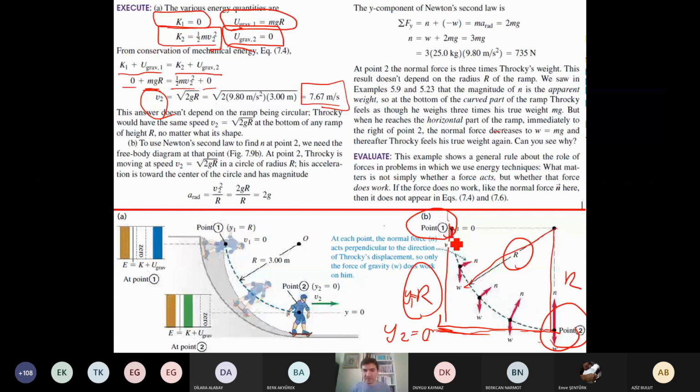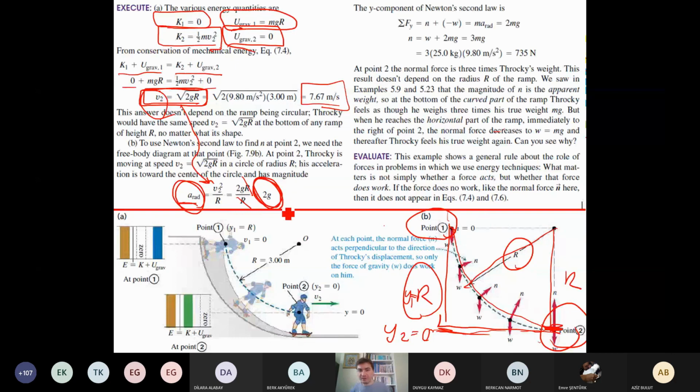Since we have this type of movement at just this position, a radial is given with V2 squared over R. And what about the V2? V2 is the one I have calculated here. Just take this V2, put it there, take the square of this one, 2gR over R, this R will cancel, and then a radial will be 2g, okay? A radial is 2g here.